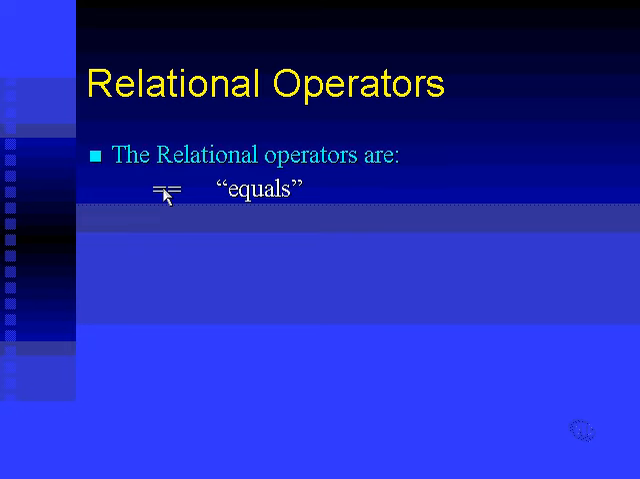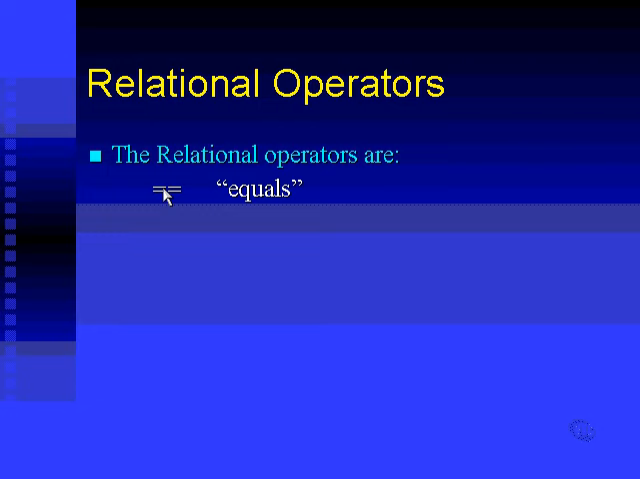Firstly, we have equals. Now you might think, oh well, that's pretty straightforward, but well, it is and it isn't. Notice that this symbol, the syntax, if you like, for comparing two variables for equality is the double equal sign. Compare that with the single equal sign, which is used for assignment, assigning one value to another variable. Single equals means assignment. Double equals means comparison.